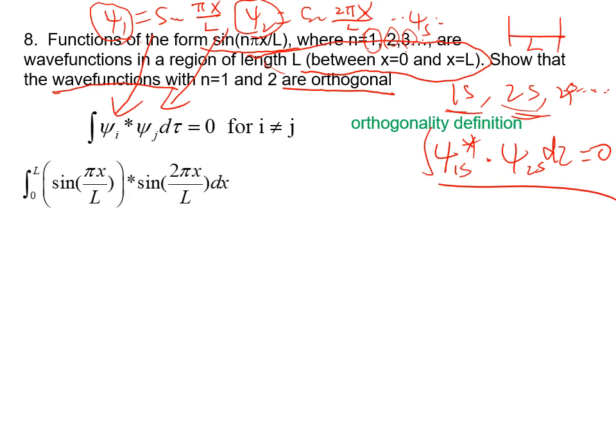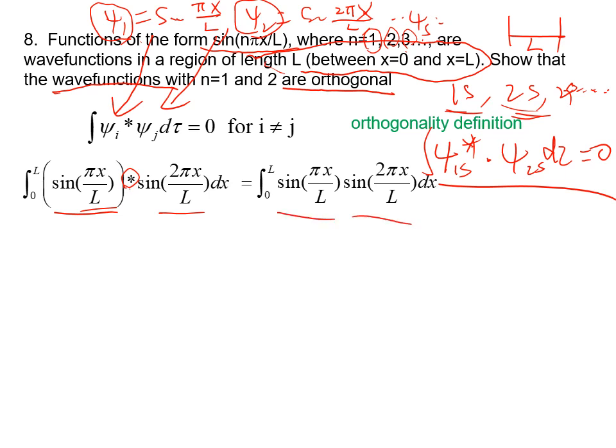So here is the wave function. The first one is sine pi x over L conjugate times the second wave function, sine 2 pi x over L. Now because these are all real numbers, the conjugate is just itself. So it's just sine pi x over L times sine 2 pi x over L.